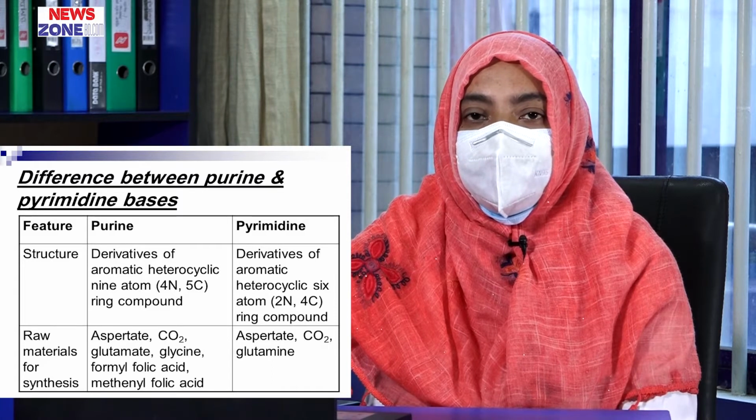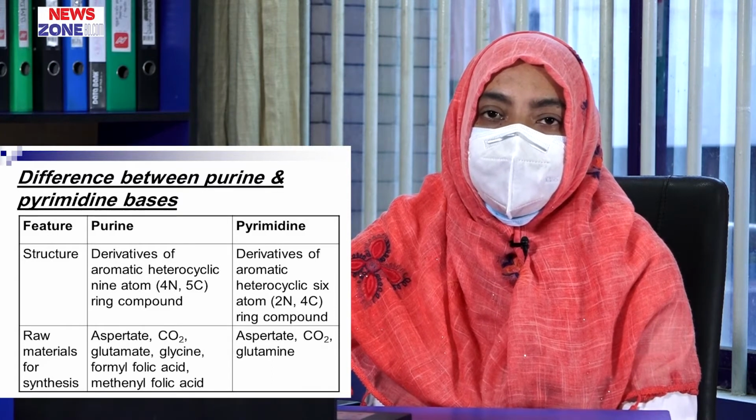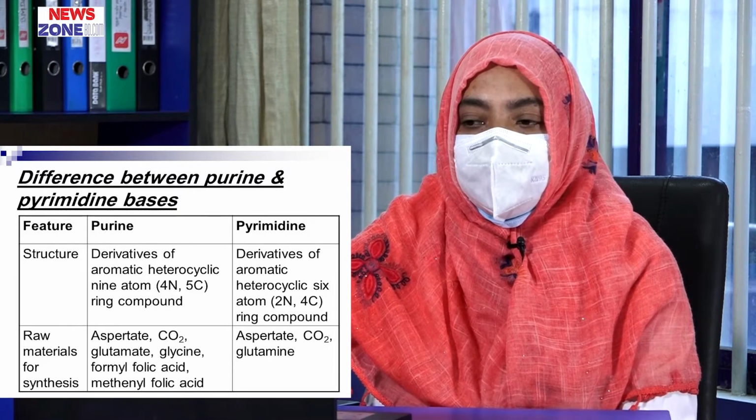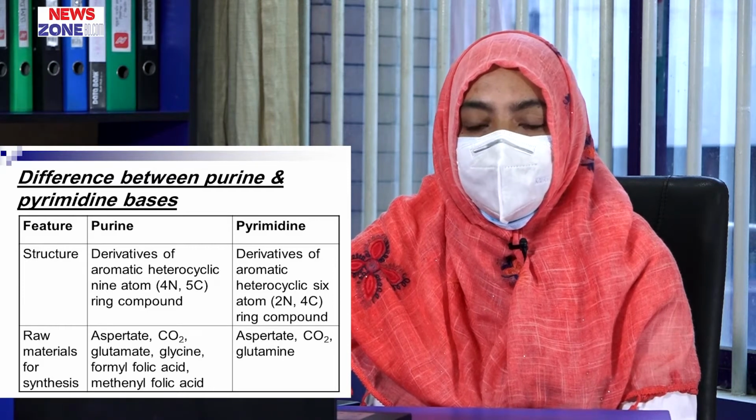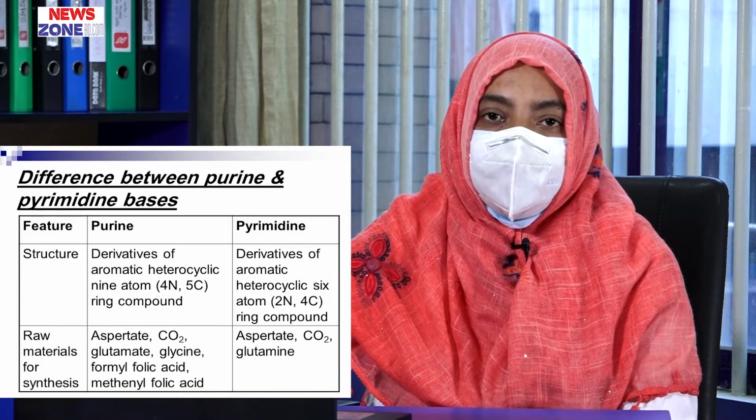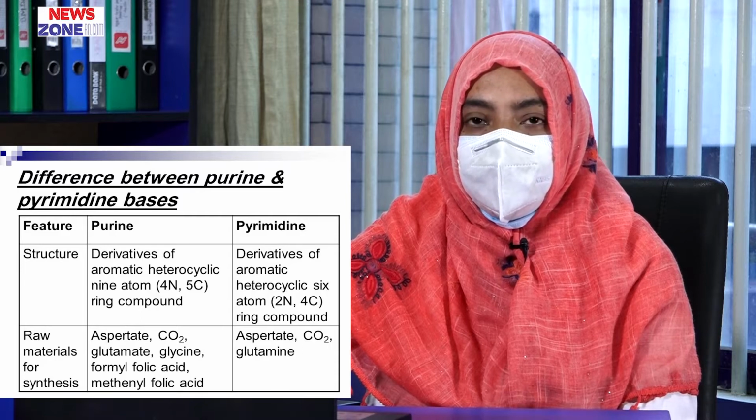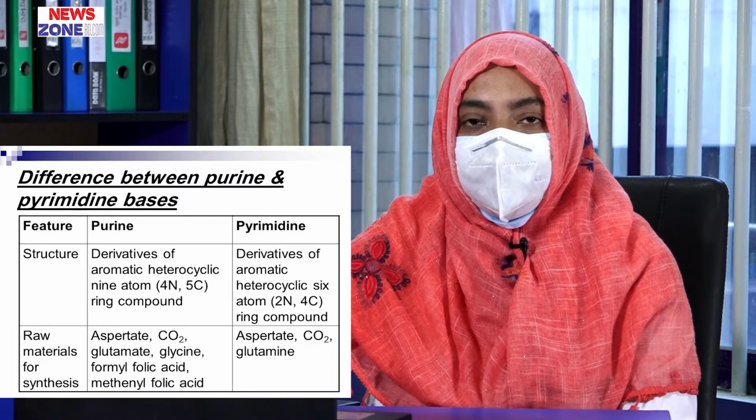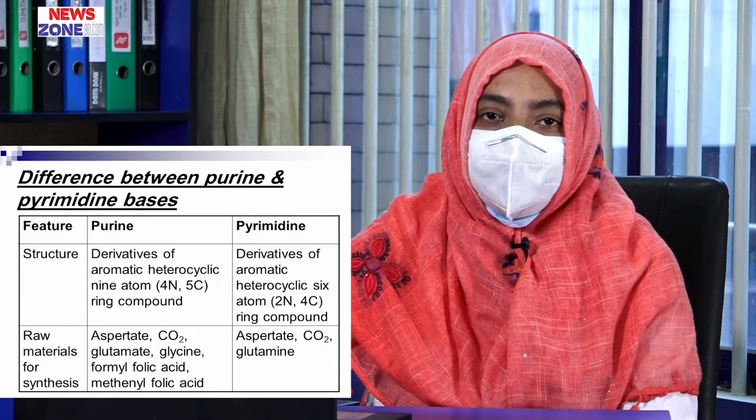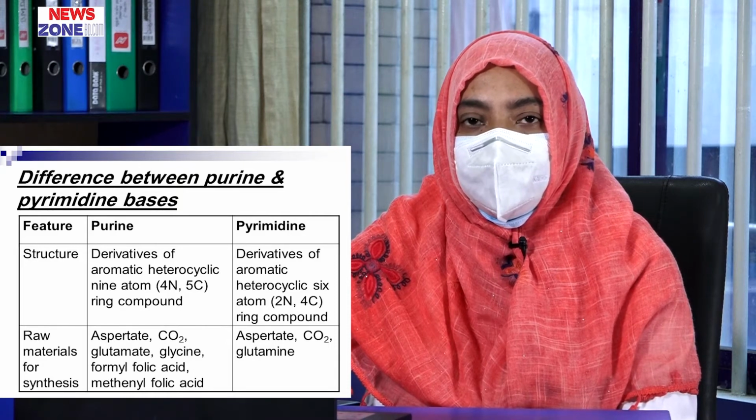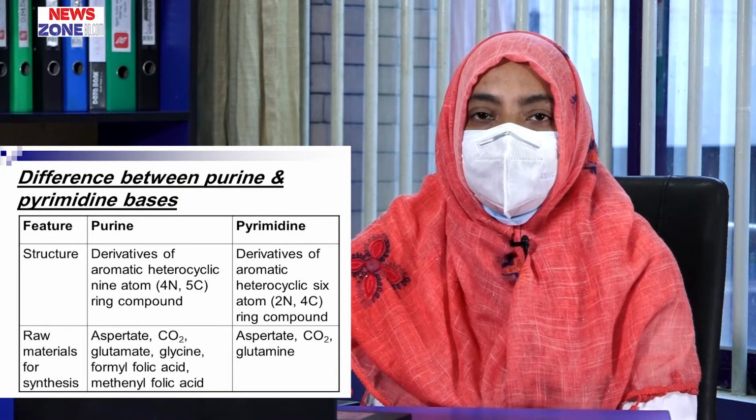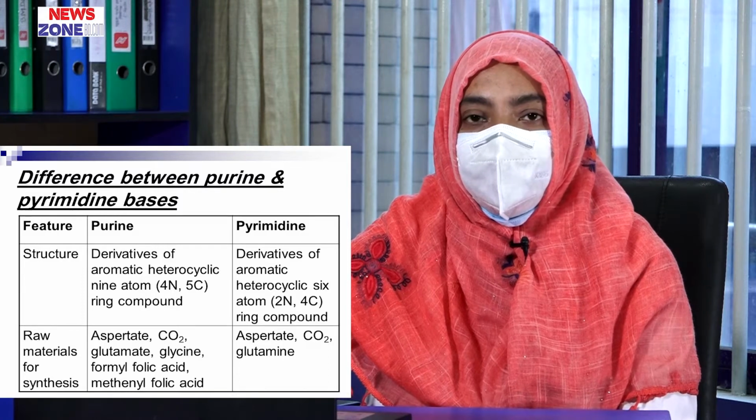Now come the raw materials for synthesis of purine and pyrimidine bases. For synthesis of purine base, the raw materials include aspartic acid, carbon dioxide, glutamate, glycine, formyl folic acid, methenyl folic acid. For the synthesis of pyrimidine base, the raw materials include aspartate, carbon dioxide and glutamine.